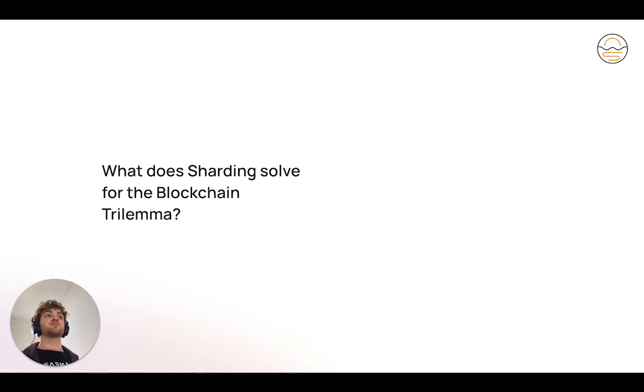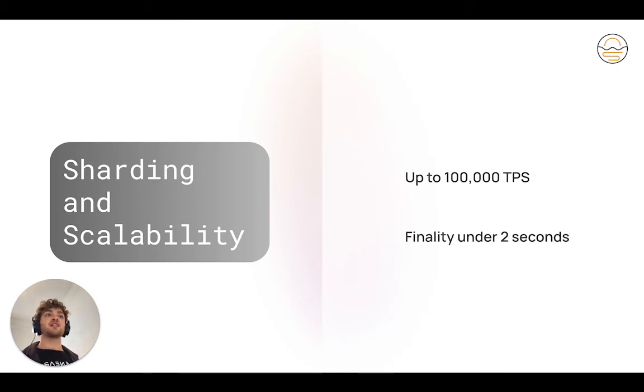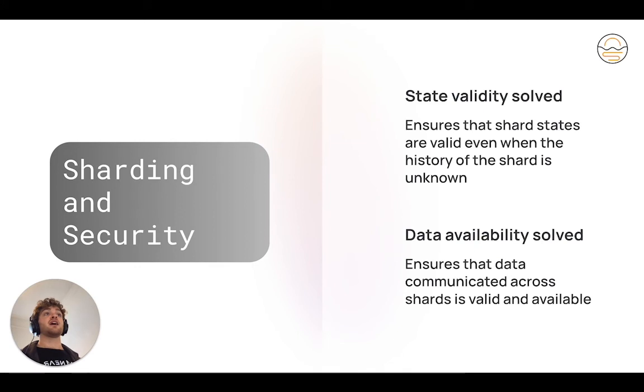Finally, what does this mean for the blockchain trilemma? About scalability, the combination of a potential TPS of 100,000 and a finality of under 2 seconds renders the NIA network highly scalable. And about security, the probability that a single shard takes over decreases exponentially to the number of validators in a single shard.